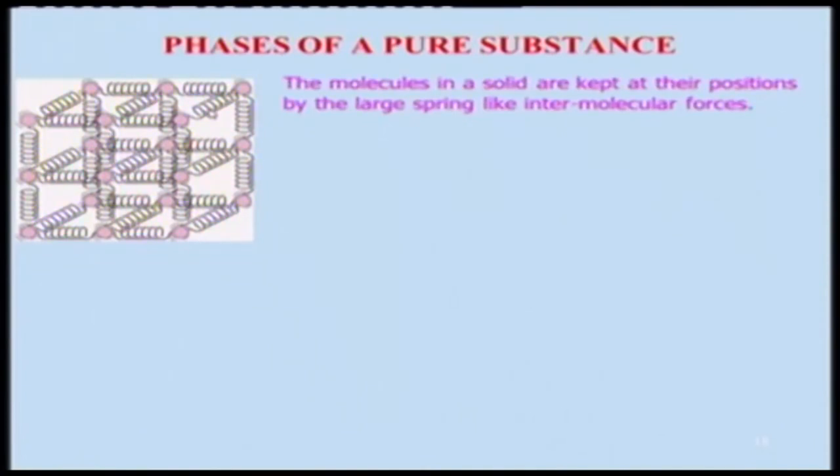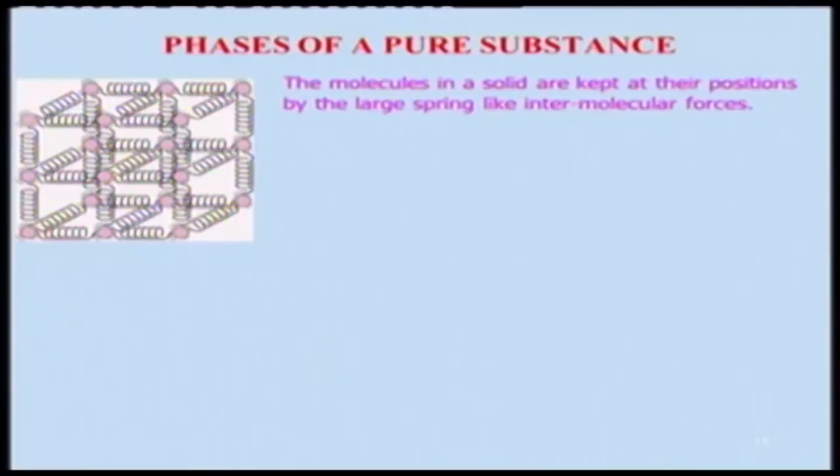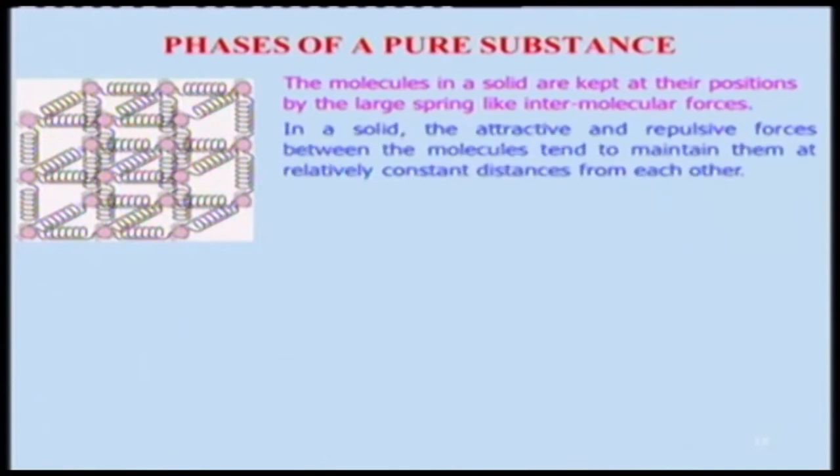So, let us look at the phases of a pure substance. If you look at a solid, it can be considered as a spring model. These are the molecules which are sitting over here, as if connected with springs, and these molecules in a solid are kept at their position by large spring-like intermolecular forces. This is a model; what actually exists between the molecules in a solid are intermolecular forces, which will be quite large, and there will also be repulsive forces.